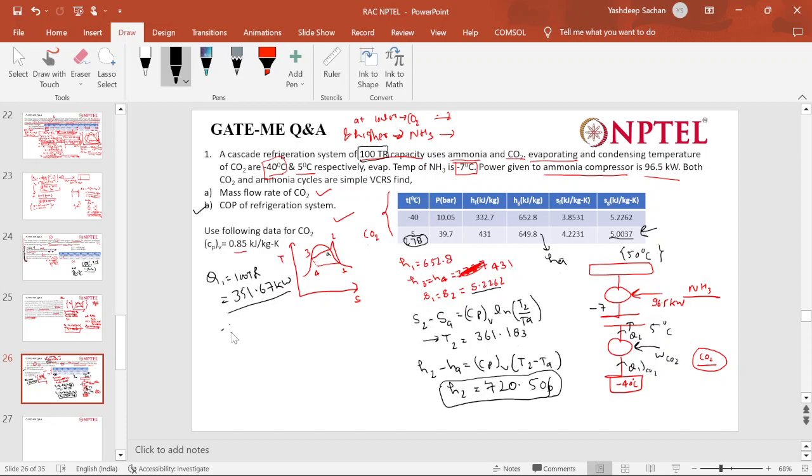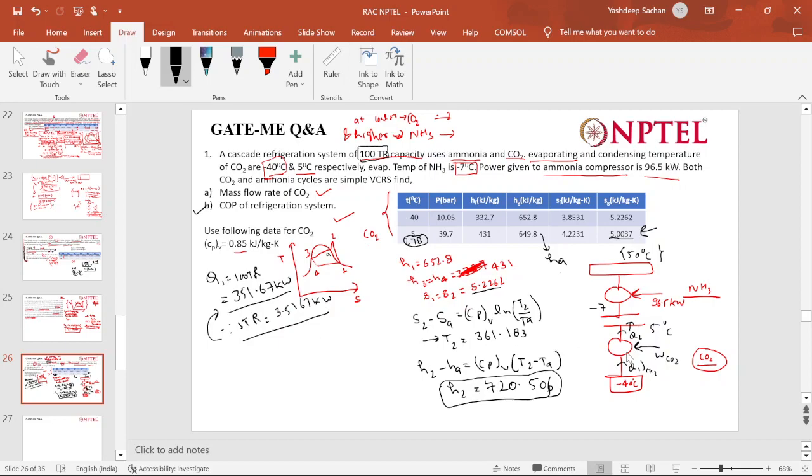Because 1 TR is equal to 3.5167 kilowatts, right? So it will come this much. Now you know the Q1, and do you know work input to the compressor for the CO2? Don't know, sir. How can we calculate? M into H2 minus H1. Okay, that way also you can calculate.